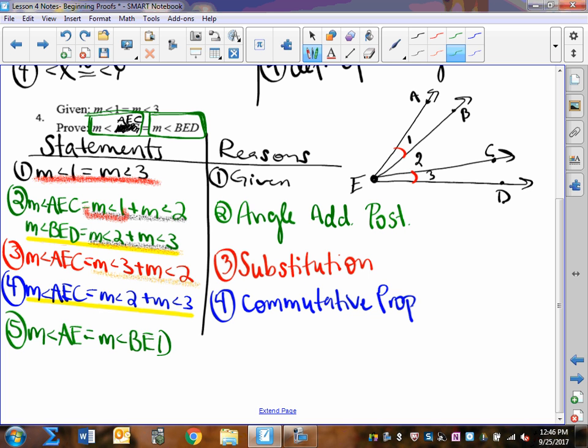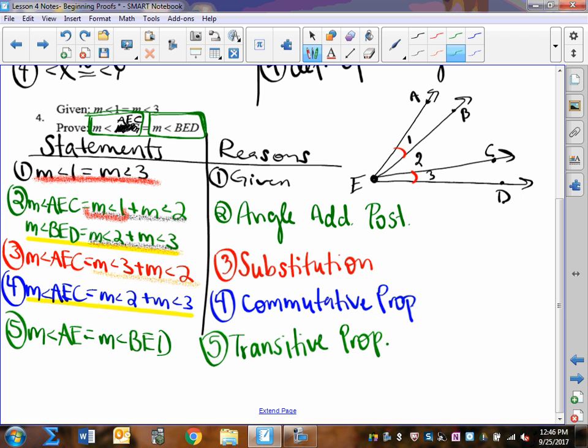Substitution or transitive? Transitive is true because, again, we're taking the entire side and replacing it. Okay, I'm going to go transitive. Substitution also goes. Okay, questions on that? You could say substitution. If you're ever not sure, just say substitution. All right, questions on that?